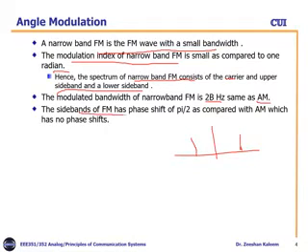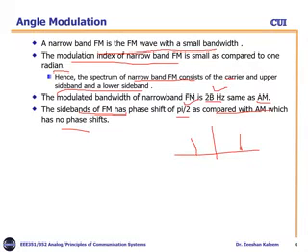The sidebands of FM have a phase shift of pi by 2 as compared with AM, which has no phase shift. We will prove this in the next slide, the difference between FM and AM. So when we have an FM signal, there is a phase shift of pi by 2, whereas there is no phase shift of pi by 2 in an AM signal, but they have the same bandwidth.